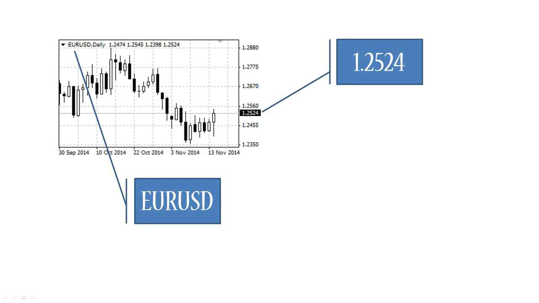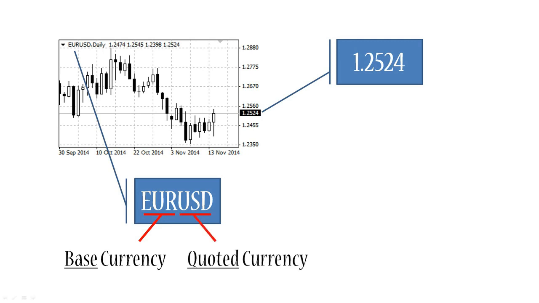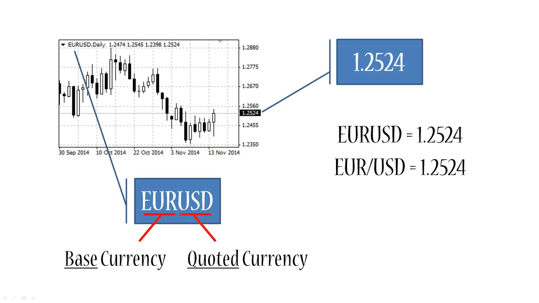Well, let's look at the currency pair at the bottom. The currency on the left of the pair is called the base currency. Here it's the euro, and the currency on the right is called the quoted currency. In this case, it's the US dollar. You may see this price of 1.2524 for the euro US dollar currency pair written in the following way. This is equivalent to writing it out as the euro / US dollar equals 1.2524.